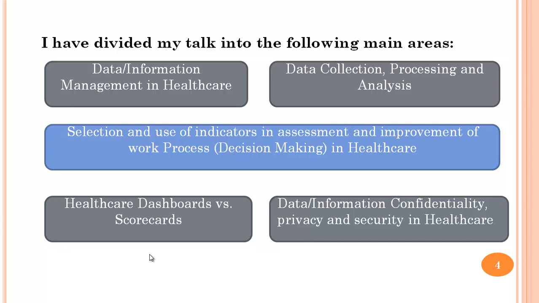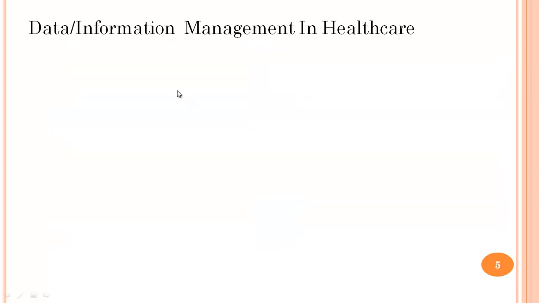I have divided my talk into the following main areas: data/information management in healthcare, data collection, processing and analysis, selection and use of indicators in assessment and improvement of work processes in healthcare, decision making, what is the difference between healthcare dashboard versus scorecards, and data/information confidentiality, privacy and security in healthcare. Now let's go to the first topic, data/information management in healthcare.